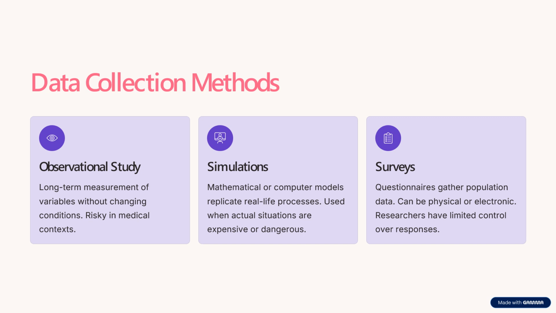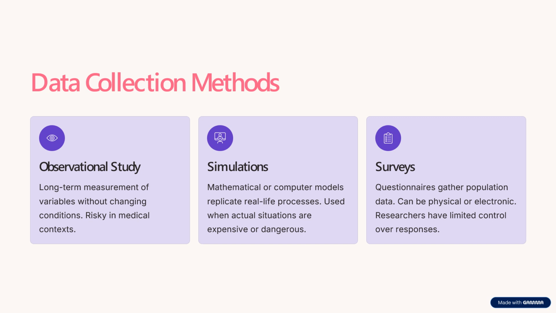Data collection methods in experimental research are the different ways in which data can be collected for experimental research. They are used in different cases depending on the type of research being carried out. The first is the observational study. This type of study is carried out over a long period. It measures and observes the variables of interest without changing existing conditions.